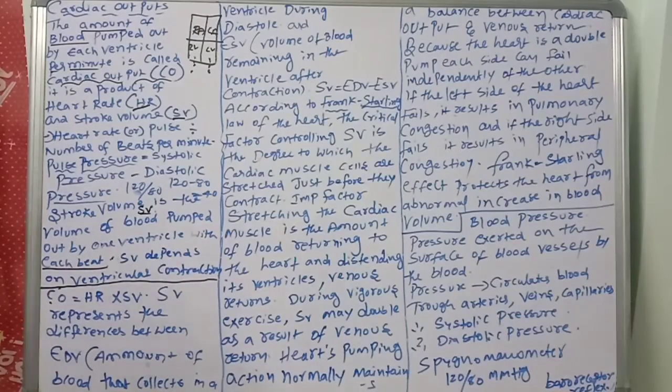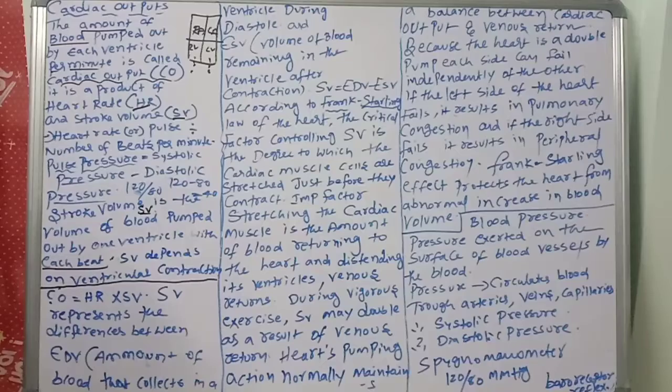If the left side of the heart fails, it results in pulmonary congestion. Left side, so maybe the lungs are affected. If the right side fails, it results in peripheral congestion. Peripheral congestion.